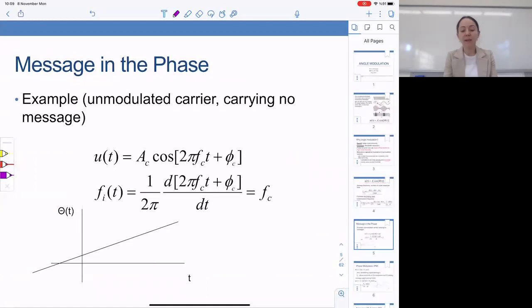And this instantaneous frequency is going to be a function of our message signal. Let's see a very simple example of an unmodulated carrier carrying no message at all. So in this case, we have 2 pi fc t plus a constant phase. What is the instantaneous frequency? Clearly, it's fc, and that's that, and there's no message.